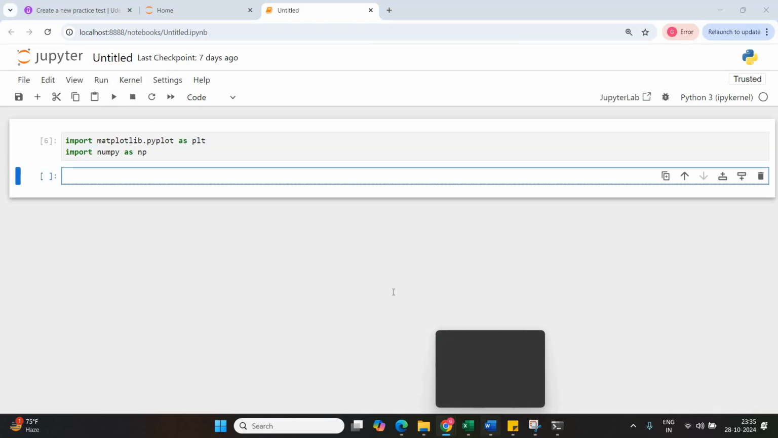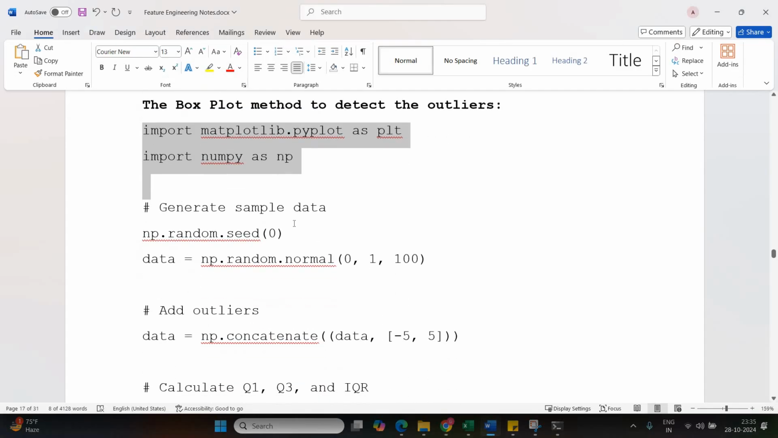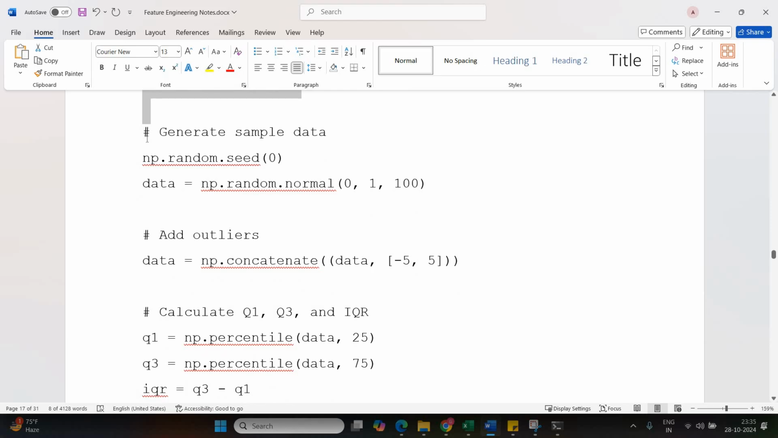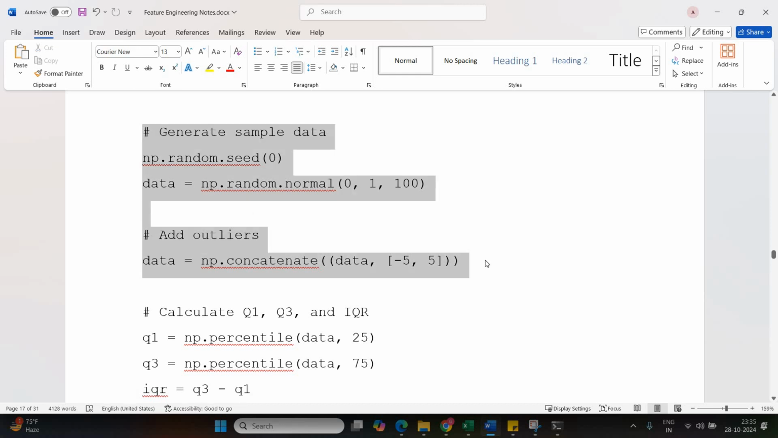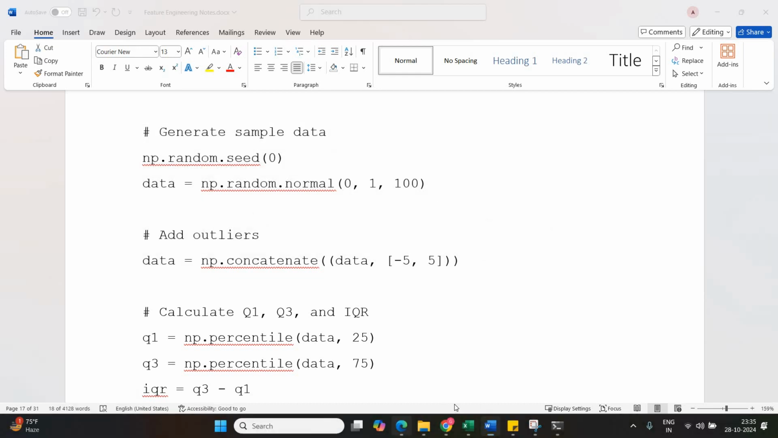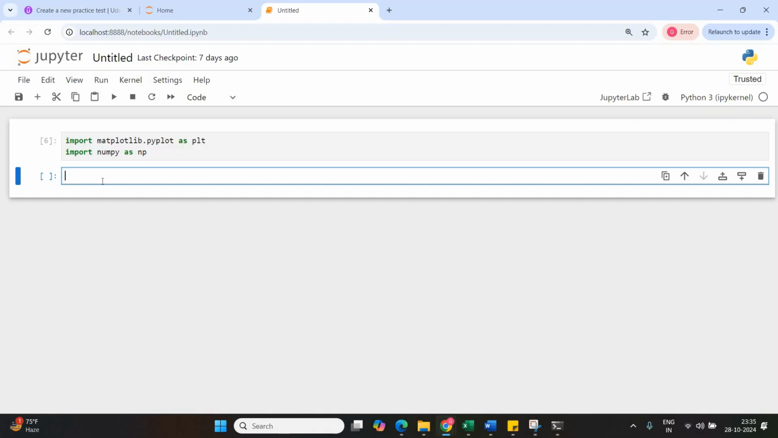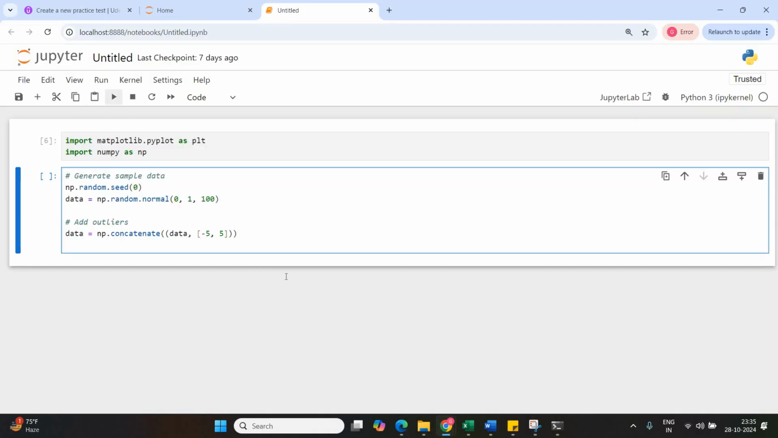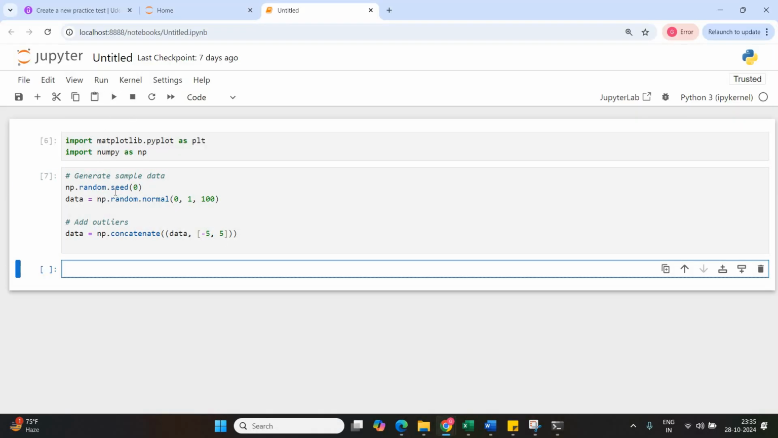Let me run it. Then let me come to the next one, generate the sample data. So I'm again generating the sample data, right? You can see I have given the seed and then I'm generating the random data. Here you go. Then run it. I don't need to tell you what I'm doing here because I have already told you in the previous example. So I'm adding the outliers here, -5 and 5.